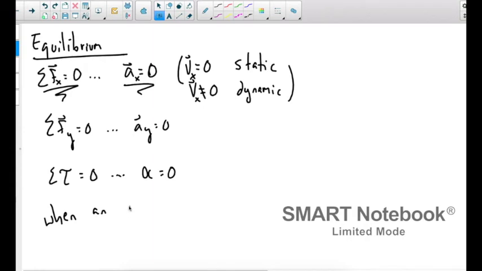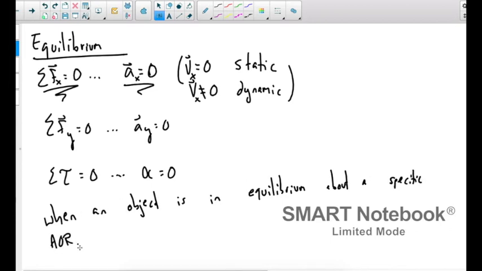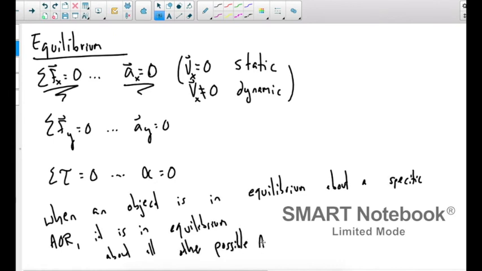When an object is in equilibrium about a specific axis of rotation, it is in equilibrium about all other possible axes of rotation as well. So here's what I mean by that.